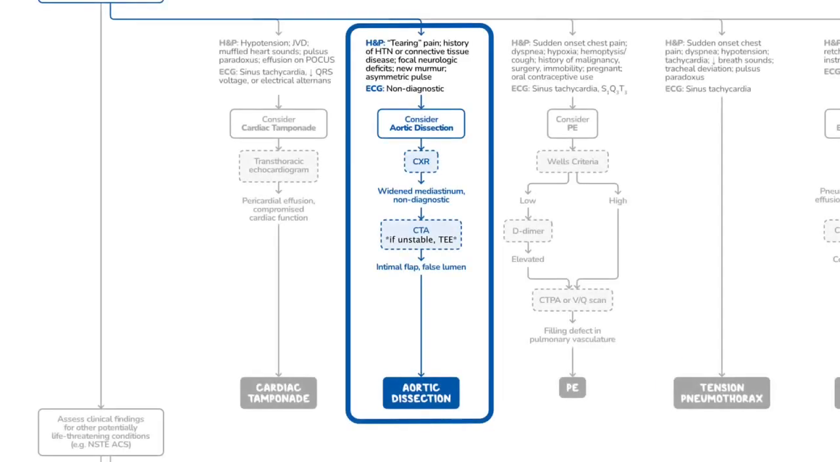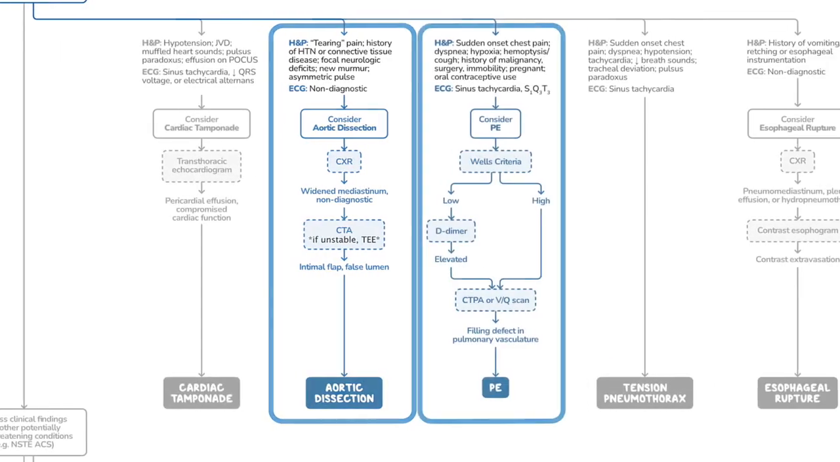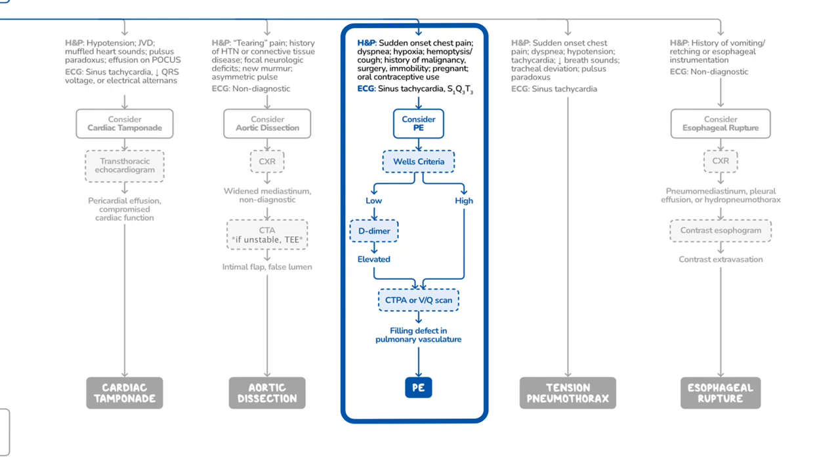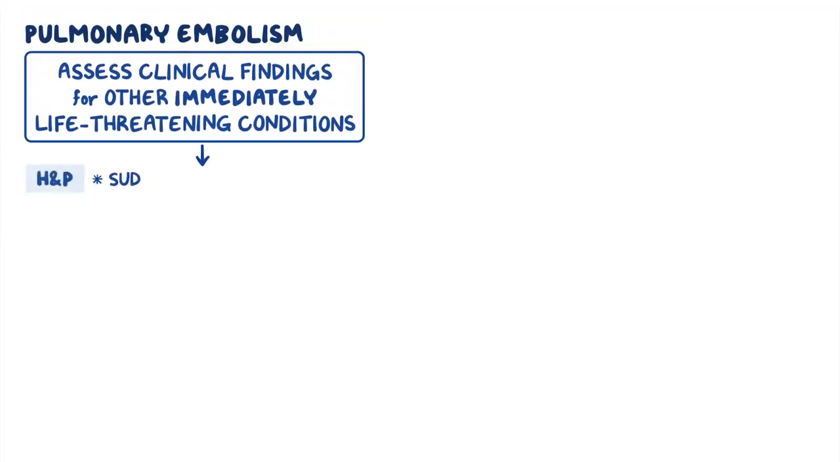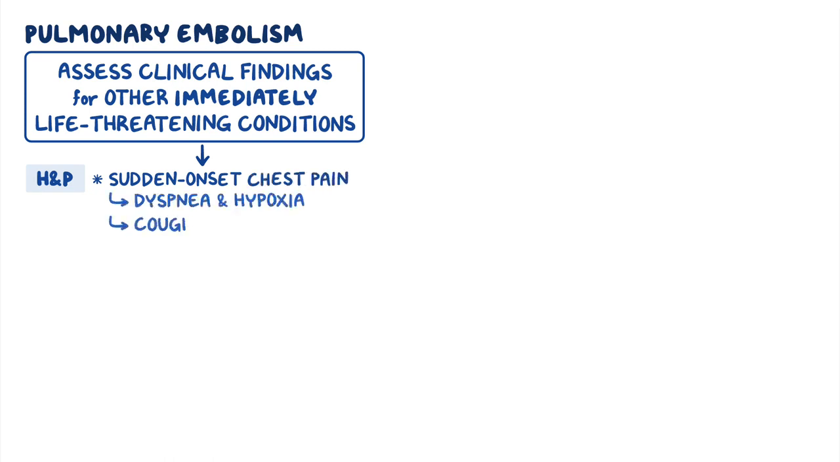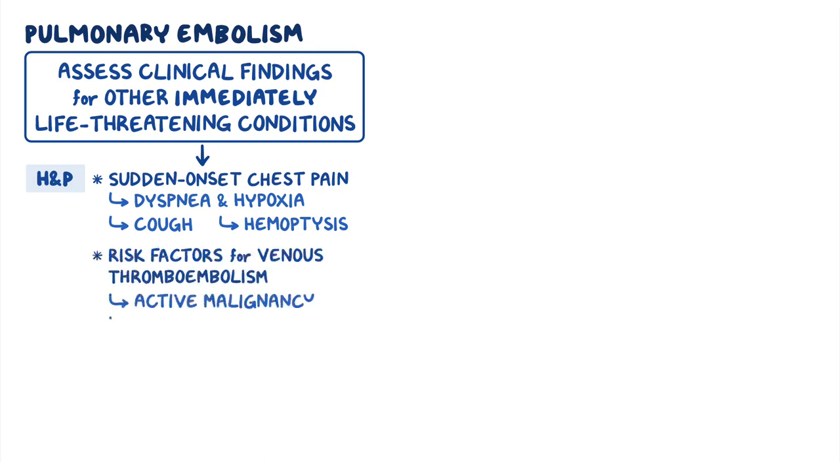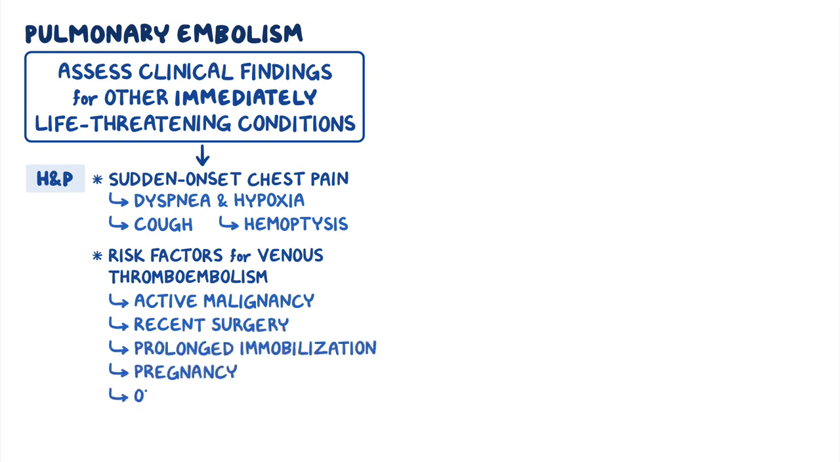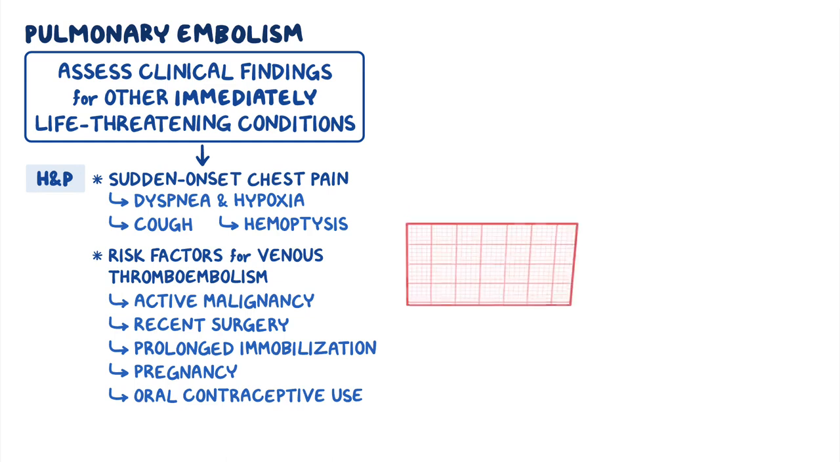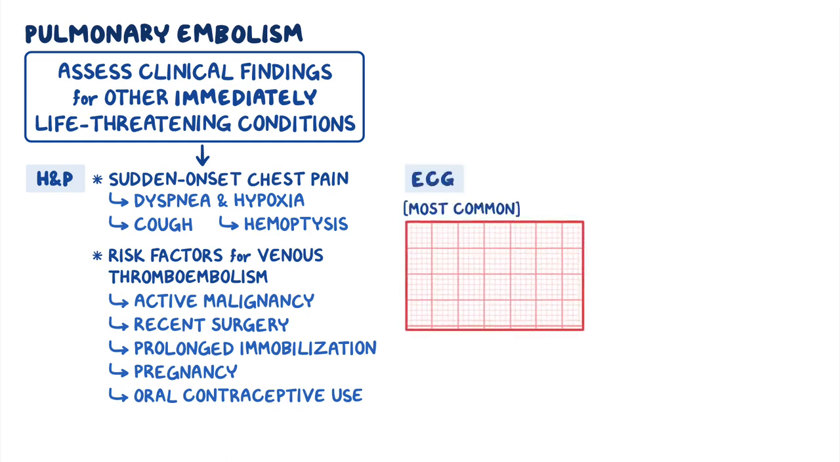Another common and sometimes life-threatening cause of chest pain is pulmonary embolism, or PE. You should suspect PE in a patient who presents with sudden onset chest pain associated with dyspnea, hypoxia, cough, and hemoptysis, especially if they have risk factors for venous thromboembolism like active malignancy, recent surgery, prolonged immobilization, pregnancy, or oral contraceptive use. The most common ECG finding for PE is actually just sinus tachycardia.